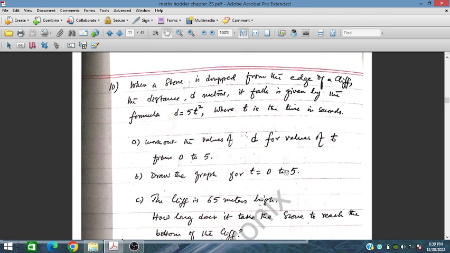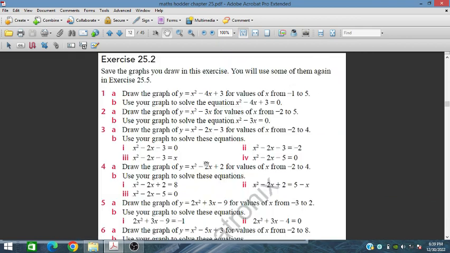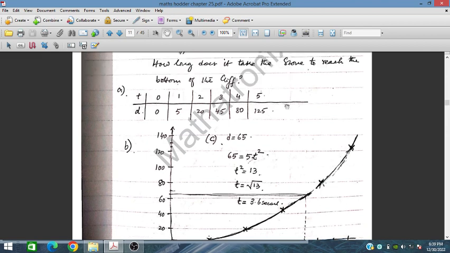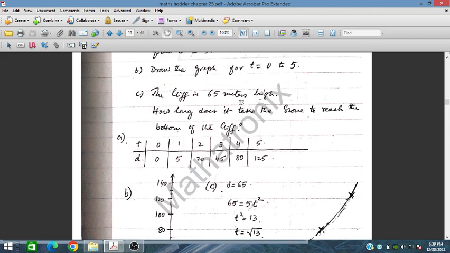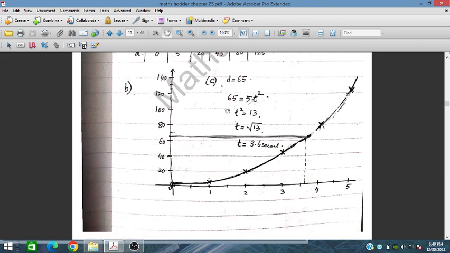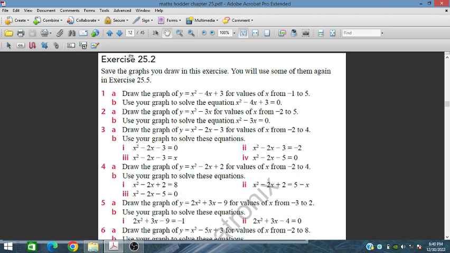In the d part, when a stone is dropped from the edge of a cliff, the distance d meters it falls is given by the formula d is equal to 5t square, where t is the time in seconds, and we have to find the different values. We did it the same way that we solved here. We will discuss it sometime later, and in the next session we will discuss 25.2.